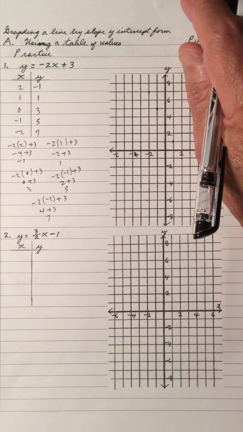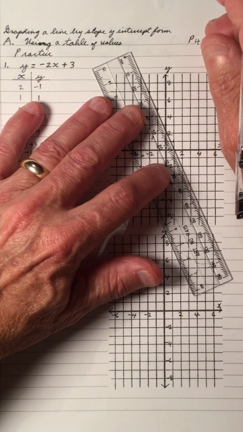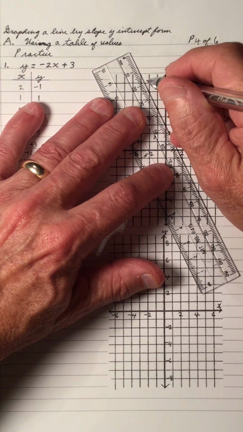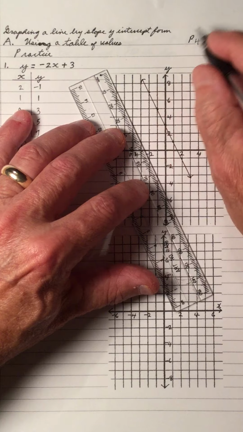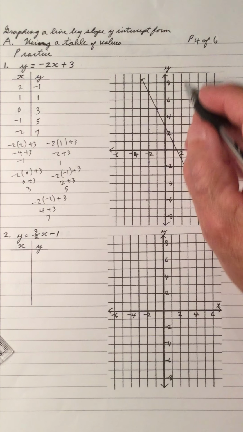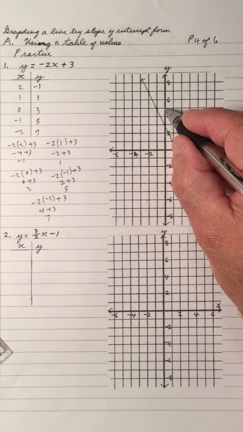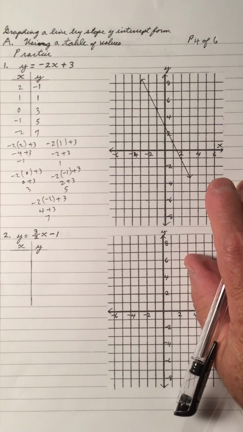And notice the slope is negative, which you can also see after I draw the line. There's the line. Notice the slope is, let's check, going up to the left 1. It's a negative slope going up to the left.